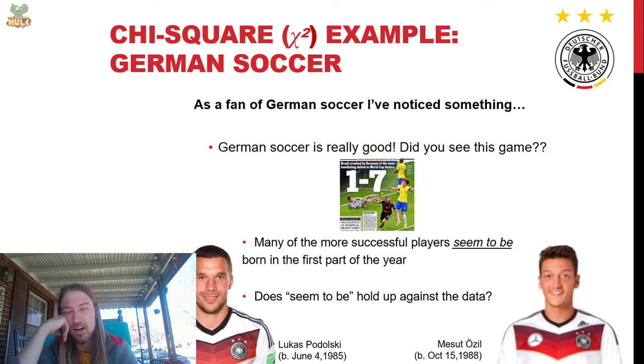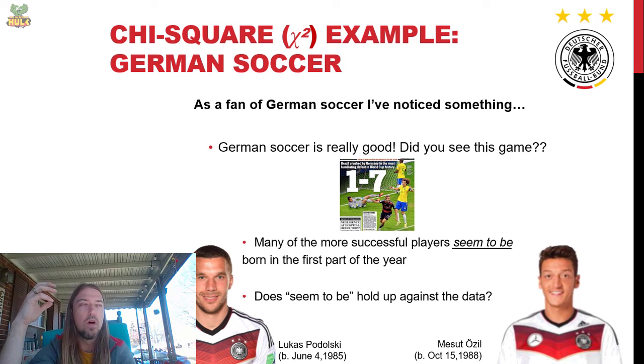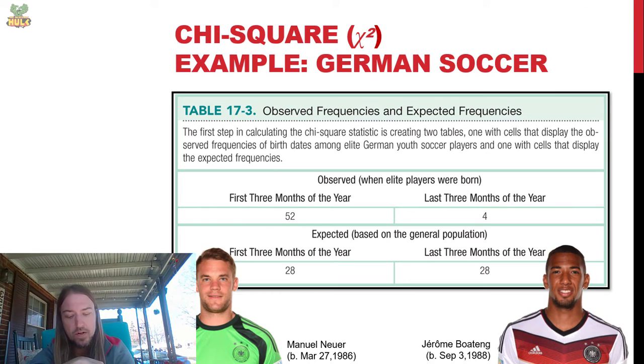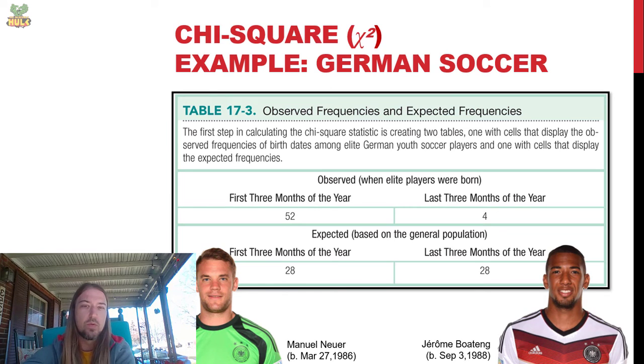Let's see what our observed data look like. Then let's see how we would calculate our expected data, and then let's see how we solve this particular problem, answering the question: are more elite German soccer players born in the first 3 months of the year compared with the last 3 months of the year? Okay, so our observed data: there are 56 individuals on the German national soccer team. So we get the birthdays of all 56 of these individuals. We find that 52 of them were born in the first 3 months of the year. 4 were born in the last 3 months of the year.